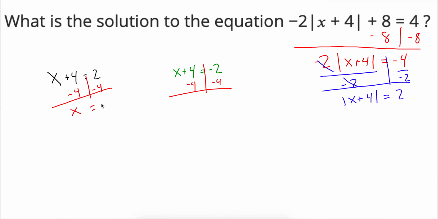X is equal to 2 minus 4, which is negative 2. X is equal to negative 2 minus 4, which is negative 6. Again, two answers. Make sure you select both of these answers on your exam.